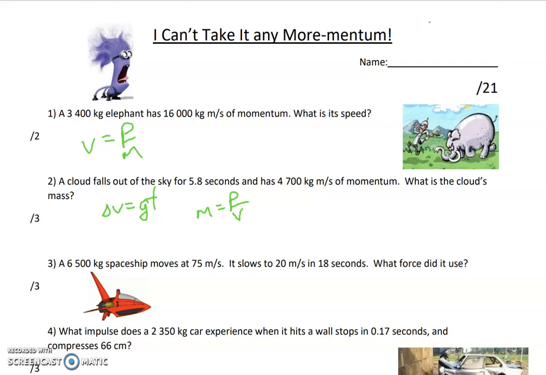All right, so next we've got a spaceship moving at 75, slows to 20 and 18. What force did it use? All right, well, one way you could do this, again, you could do v = v0 + at, F = ma. There's different ways, but if you want to use some momentum ideas, what you could do is find the momentum that it starts with, and find the momentum that it ends with.